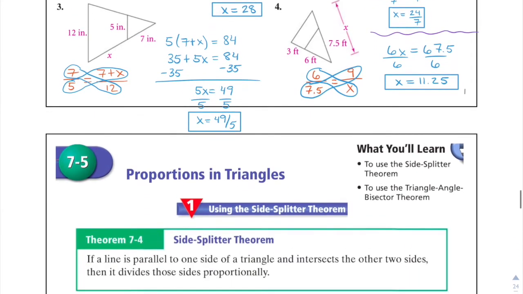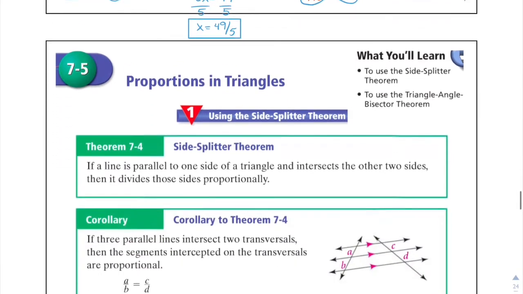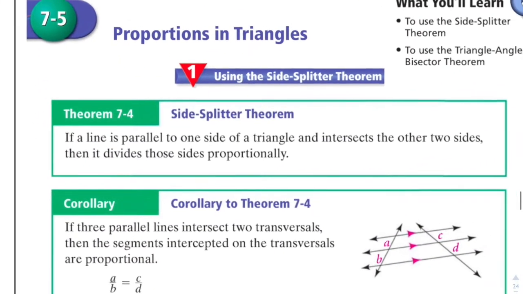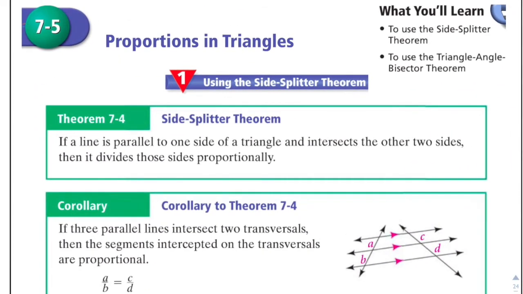So what we're going to be doing is proportions in triangles. We're going to use the side splitter theorem, and we're also going to use the triangle angle bisector theorem. The side splitter theorem is when we have lines that are parallel and they're intersected. Okay, so let's take a look.